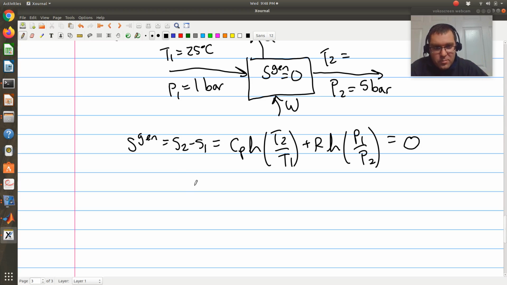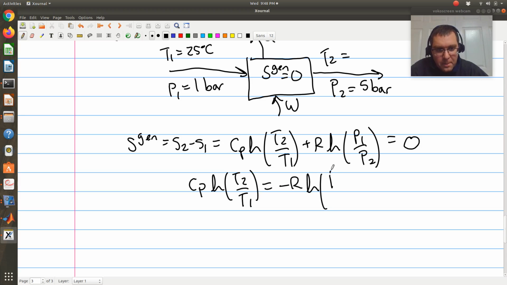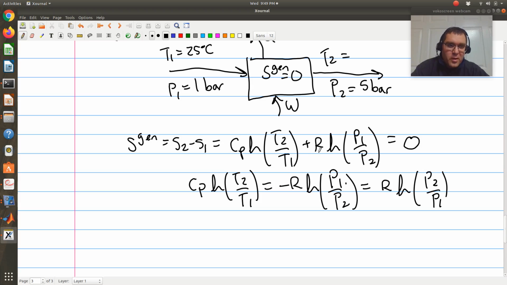All right, let's give it a try. So then we have Cp log T2 over T1 equals negative R log P1 over P2. We have a negative sign, so I can flip my ratio here. So log rules. That's R log P2 over P1. Essentially, I could bring this term in front up as an exponent. Raising something to the negative 1 is the same as inverting it.